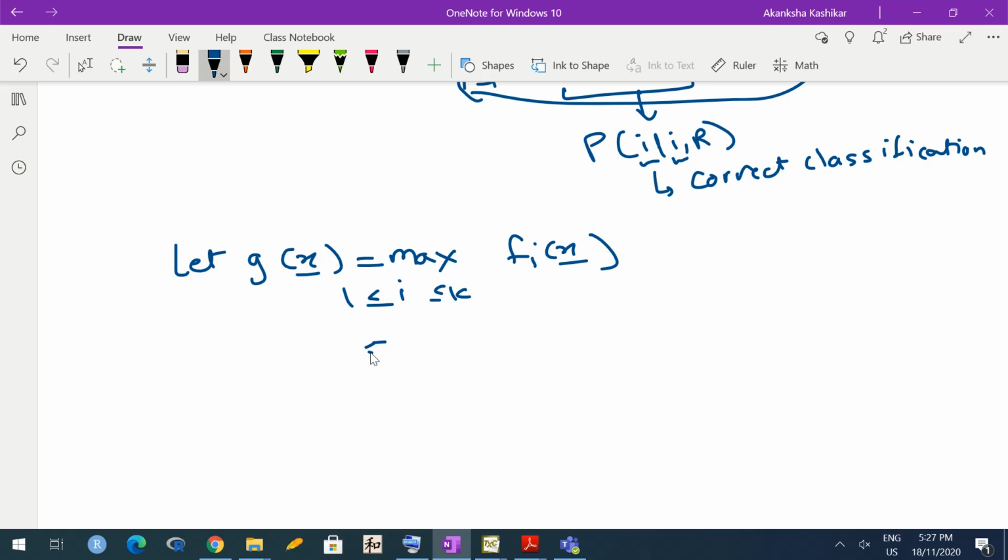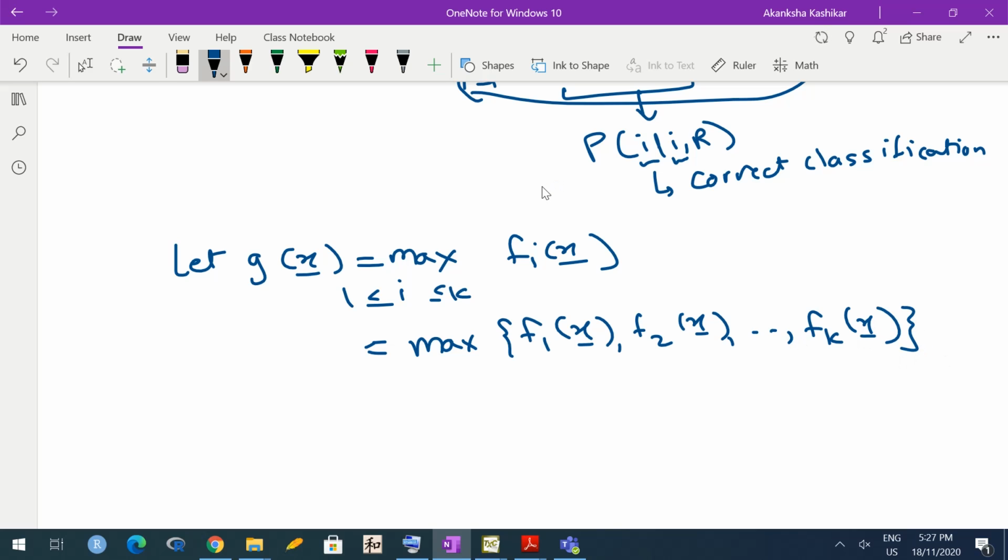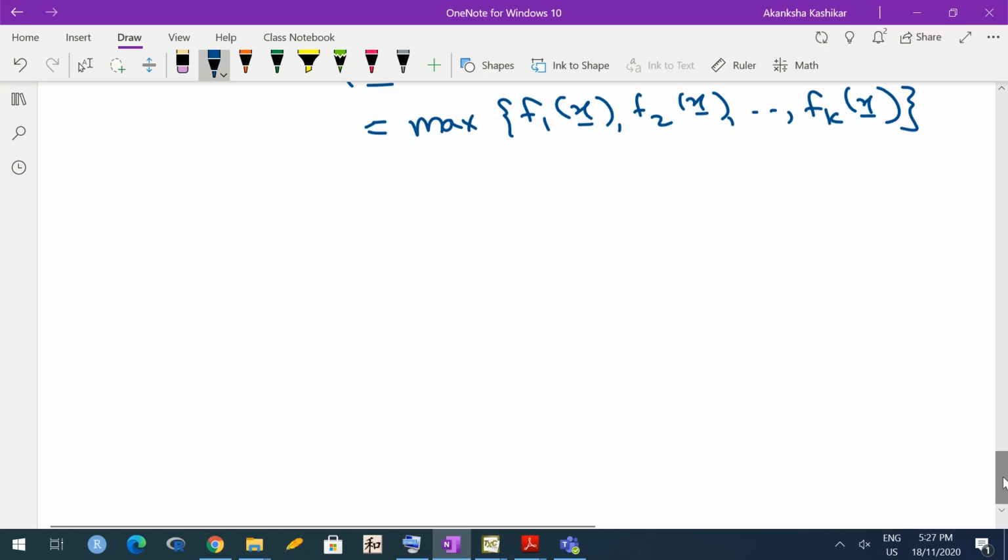Okay. So what do I mean by this? It means G(x) is the maximum over f1(x), f2(x), ..., fk(x). So you compute the PDF by using all the k populations at that point and see which is maximum.